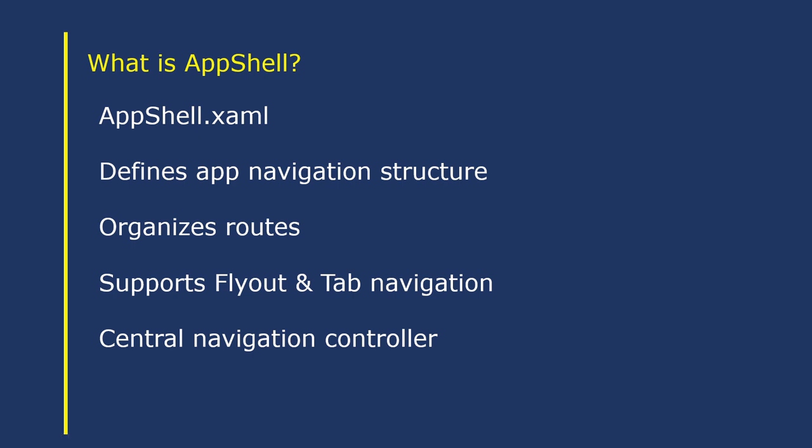AppShell.xml defines the navigation structure of the application. It allows us to register routes and organize pages using flyout menus or tabs. Think of it as the navigation blueprint of the app.